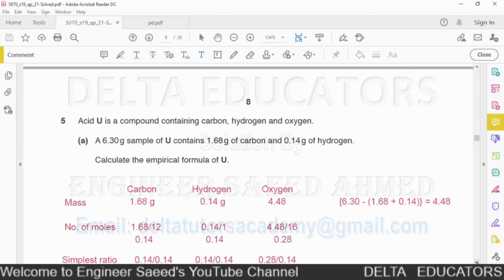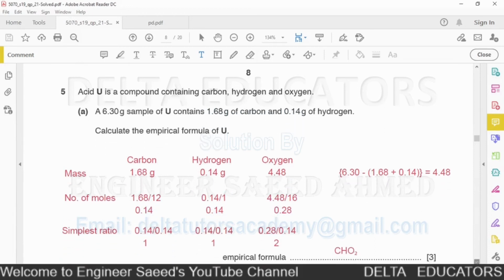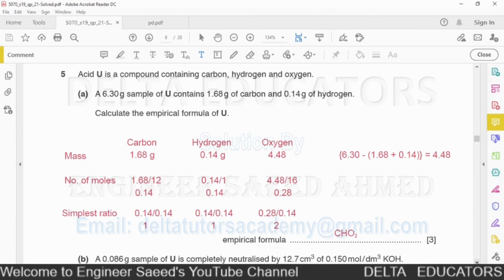Question number 5. Acid U is a compound containing carbon, hydrogen and oxygen. Part A. A 6.3 gram sample of U contains 1.68 gram of carbon, 0.14 gram of hydrogen. Calculate the empirical formula of U. To find the empirical formula, the first step is to have the mass of all the elements present in the compound. In the compound U, we have carbon, hydrogen and oxygen.